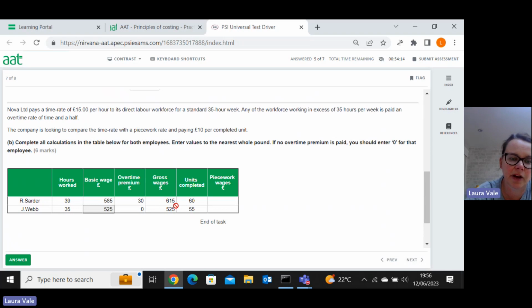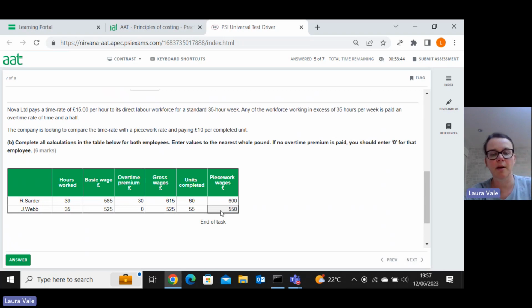Right, so our first worker did 60 units piecework, and it's £10 per completed unit. So 60 times 10, that would be £600. So it would be a little bit cheaper for the business to pay piecework rather than what they're doing at the moment for that worker. The other one's done 55, which would be times by 10, giving £550. So that worker would actually be paid a bit more. So swings and roundabouts. And of course, if you're paying piecework, you've got to be careful that you don't accidentally dip under the minimum wage.